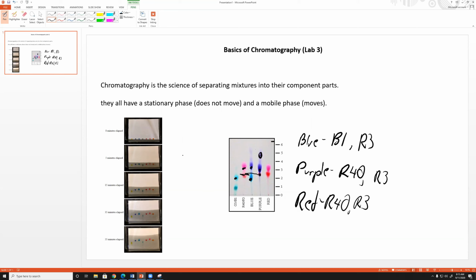The compounds actually stick to the stationary phase to a certain degree. If they don't stick that much, then they'll flow more and the distance will be greater. If they stick a lot, like G3 sticks a lot to the paper because it doesn't move too much, the interactions between the compound and the paper are too big for the solvent to push it along enough, if that makes sense.